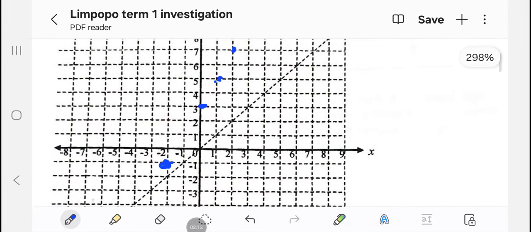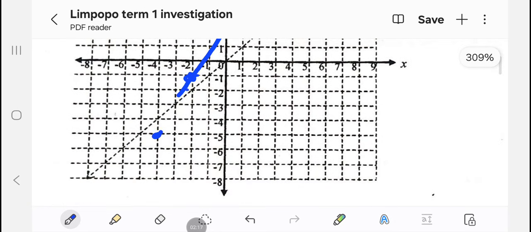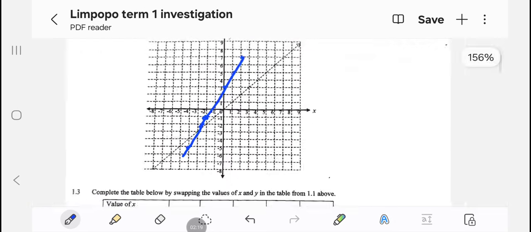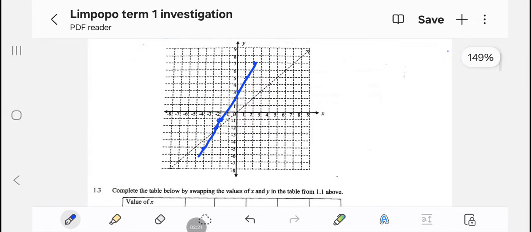So let's plot. It's a straight line, even though mine is not straight. And then we label it as f.